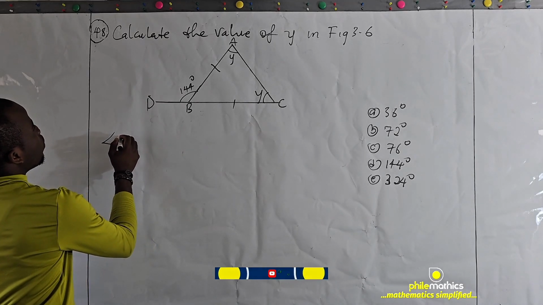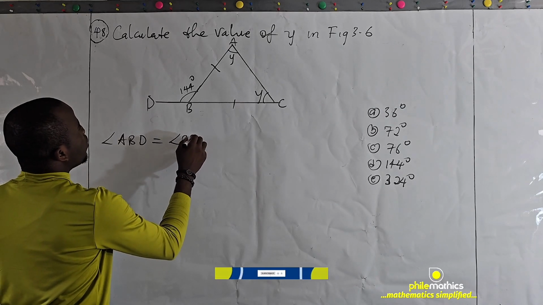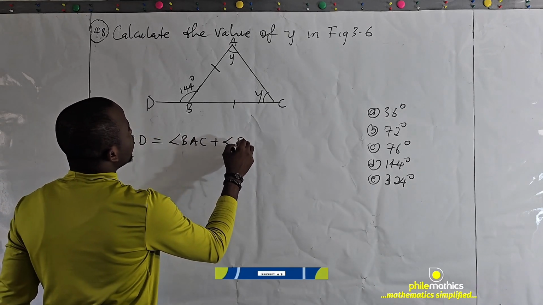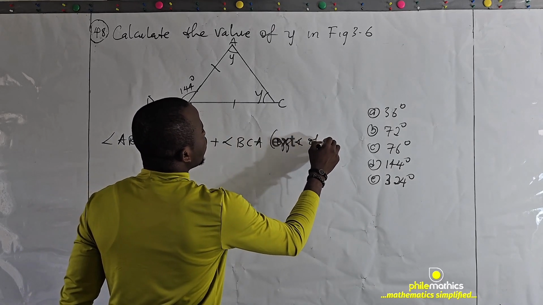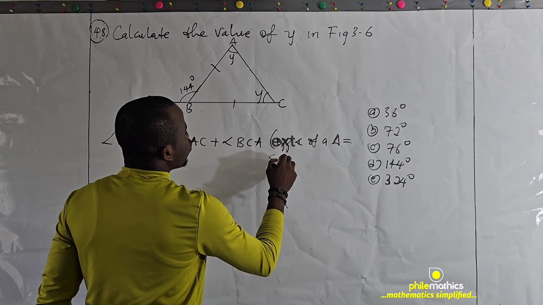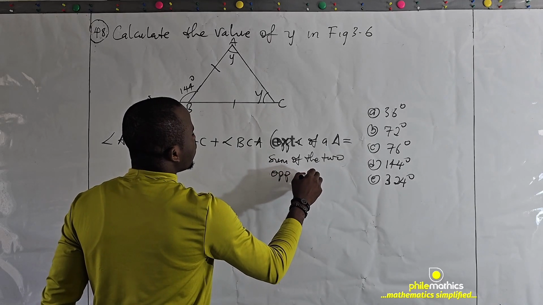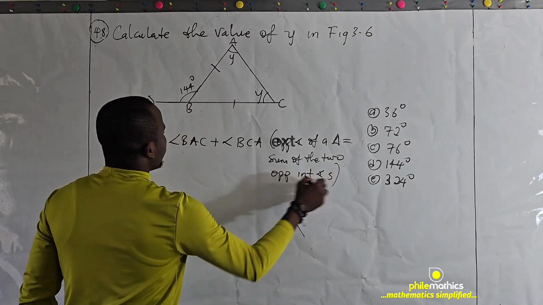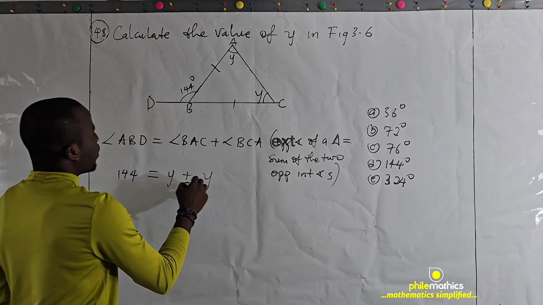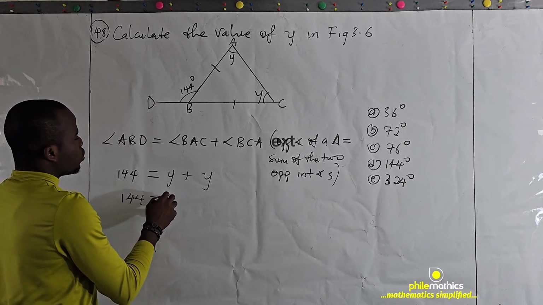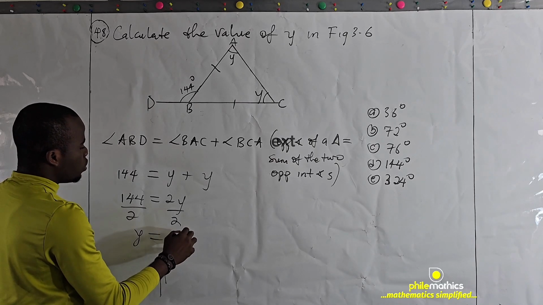So angle ABD equals angle BAC plus angle BCA. Exterior angle of a triangle equals the sum of the two opposite interior angles. So 144 degrees has to equal y plus y. And so 144 equals 2y, divided by 2, so that we'll get y to be 72 degrees, which is B.